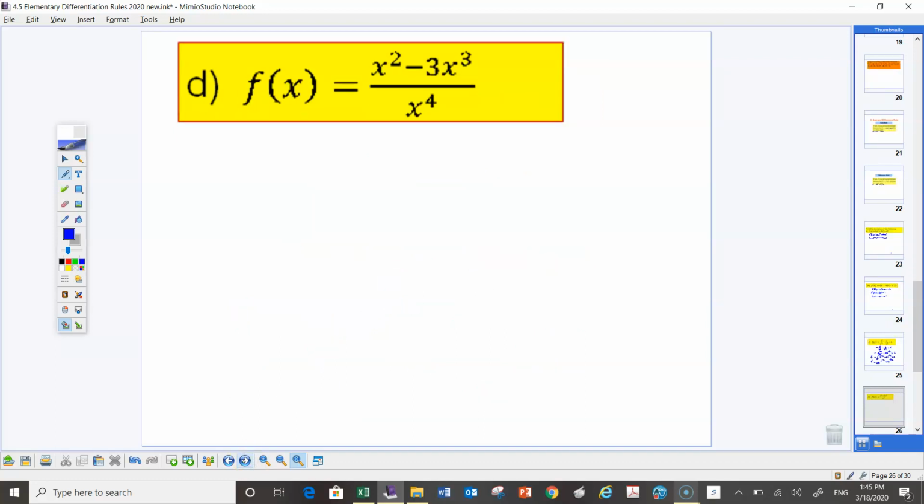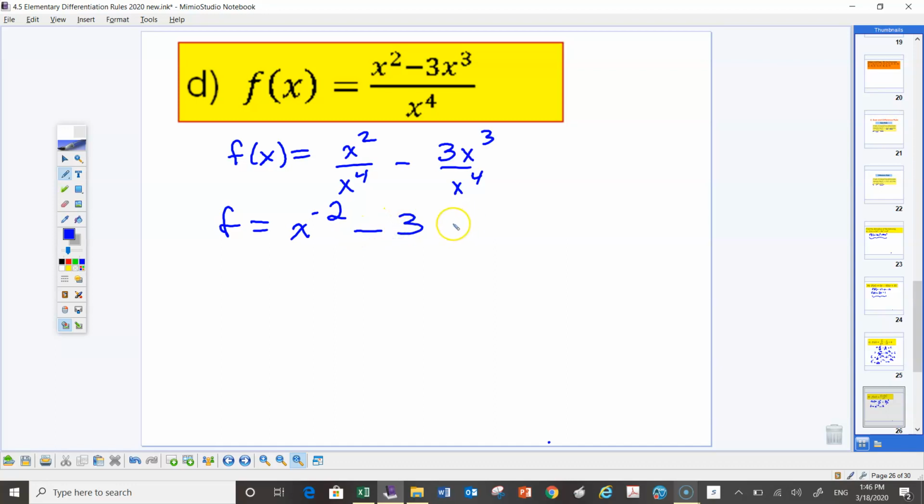Okay, in this next example, we have a binomial being divided by a monomial. Right now, the only rule I have at my disposal is the sum and difference rule, so I'm going to break this up into the difference of two terms. So I'm going to take each term in my numerator and divide it by x to the 4th. Now I'm going to use my laws of exponents, x squared divided by x to the fourth. Remember, you leave the base, subtract the exponents. Negative 3, x to the third divided by x to the fourth is x to the negative 1.